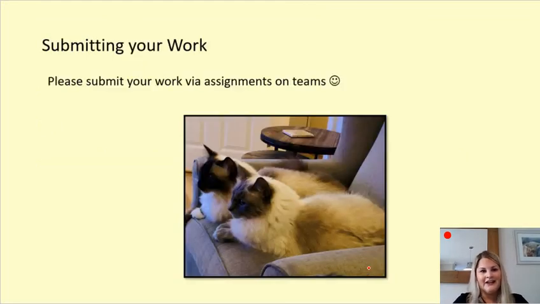And finally, as always, submit your work via assignments on Teams. I know lots of you are doing the work, but sometimes you don't upload it to Teams, which means that I don't know who's engaging in it or not. So if you're doing a Word document, I think it's fairly easy. But if you don't have access to a laptop at home, that's fine. You can just take a picture on a phone and upload it that way, or email me.